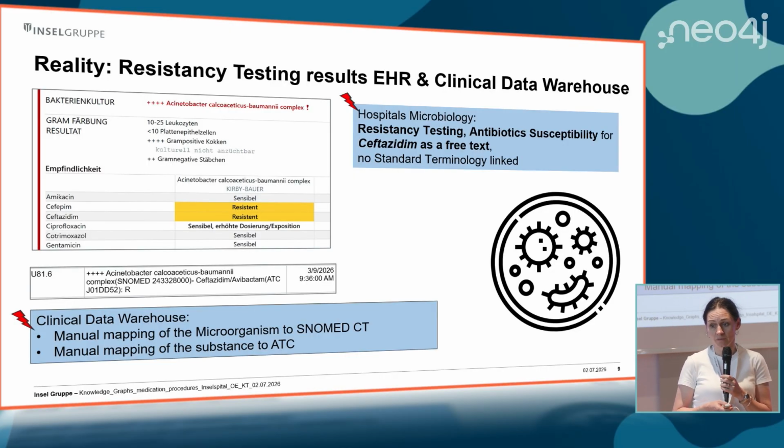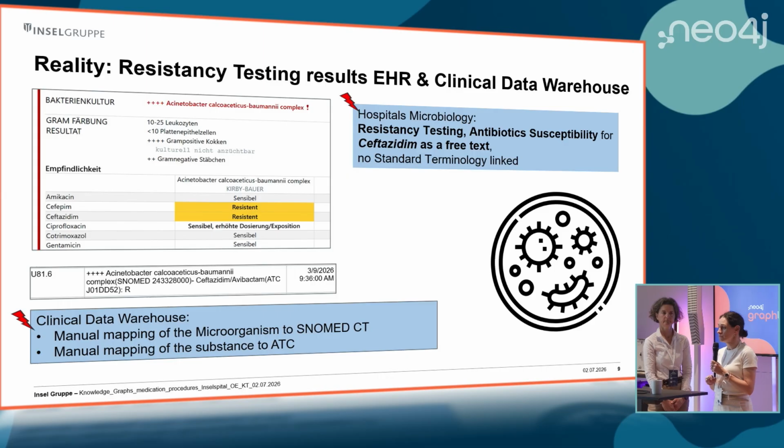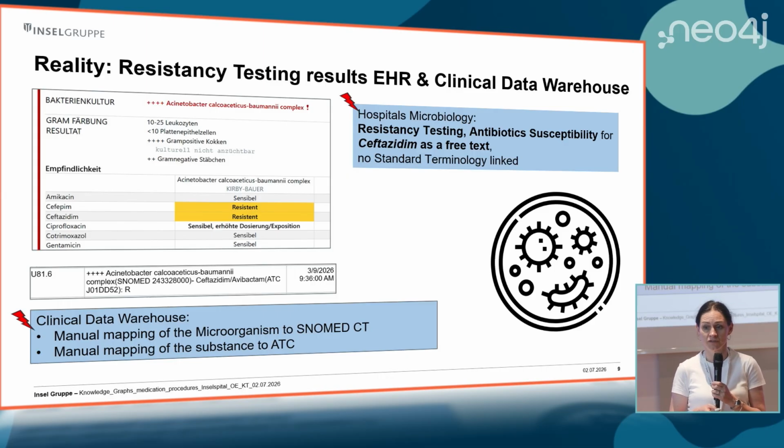The third thing, we have resistancy testing. Of course, if there is a suspicion that a patient might have a multi-resistant drug infection or be a carrier, there is resistancy testing provided in a lab. And the results come back to our hospital. They're also in free text. So if resistance is detected, it's of course available in EHR, but there's no standard terminology behind it. And the same, we put this information in our clinical warehouse. We tried, post hoc, to map it to standard terminologies such as SNOMED CT, for example, and a substance to ATC. So this comes together in our clinical data warehouse.